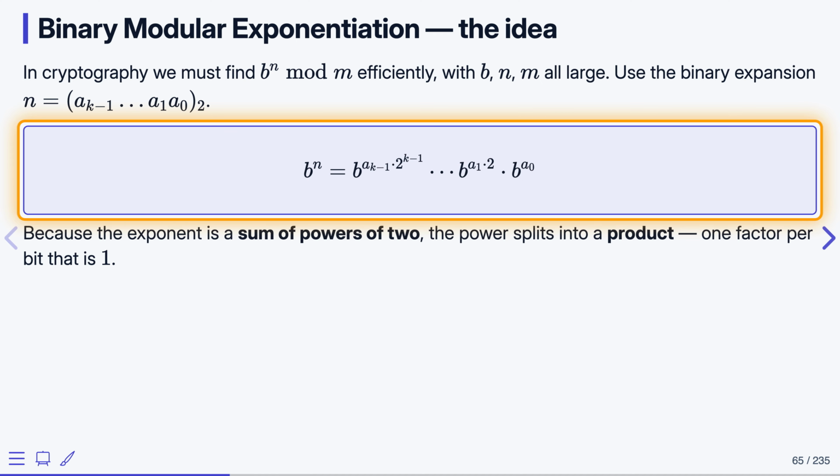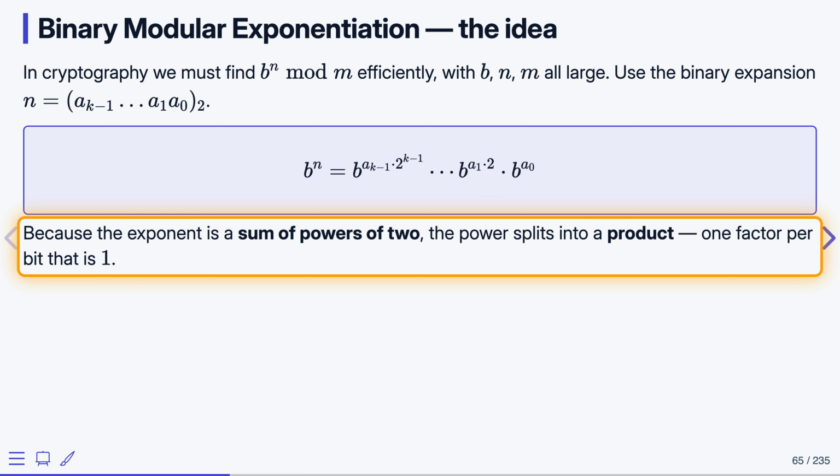Because the exponent n is a sum of powers of 2, b to the n splits into a product. Each factor is b raised to one of those powers of 2. And a factor only appears when the matching bit is a 1. So the power splits into one factor per bit that is 1.